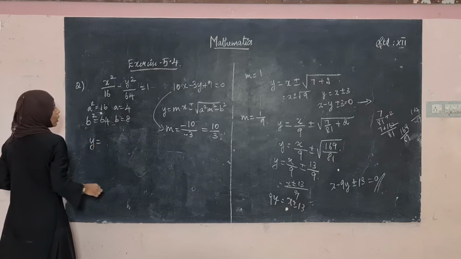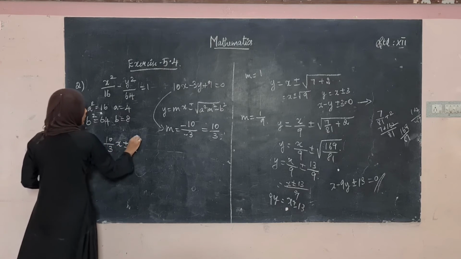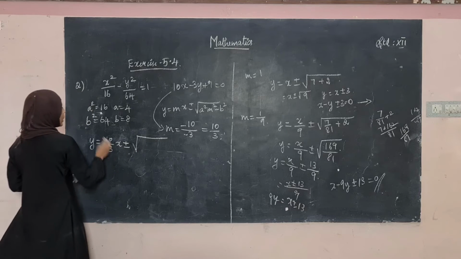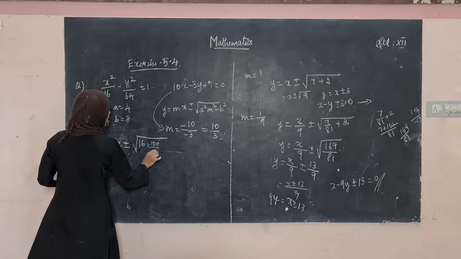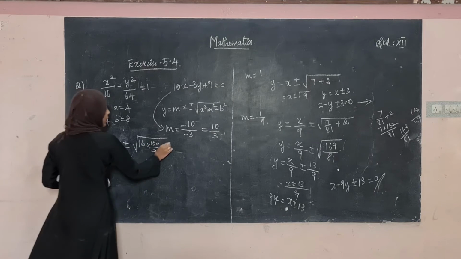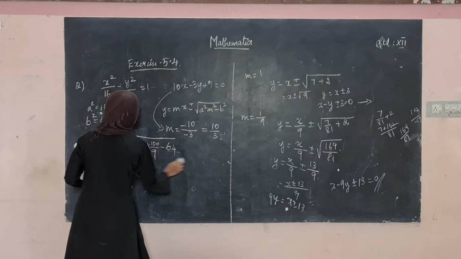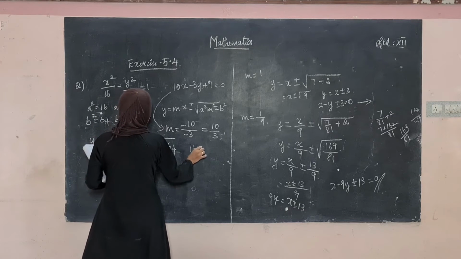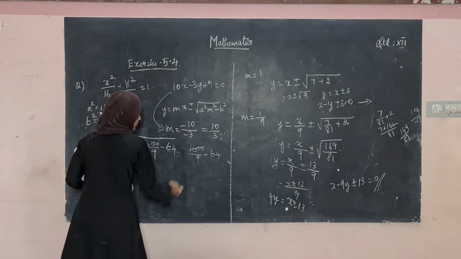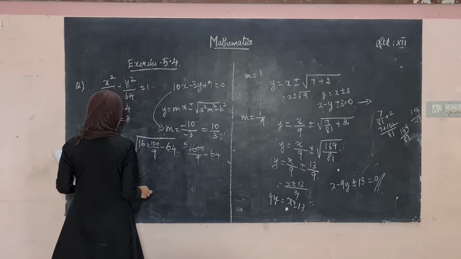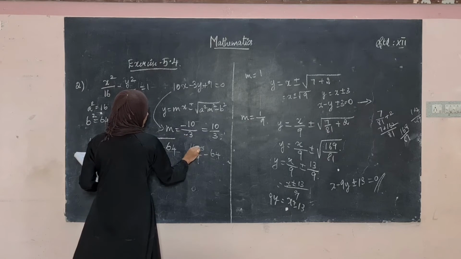Y is equal to, what is m? 10 divided by 3 into x plus or minus square root of, what is a square? It is 16 into m square is 100 divided by 9 minus, what is b square? It is 64. Okay, now let us solve this alone. So 1600 divided by 9 minus 64. Okay. So we can't cancel this, right? Yes, we can't cancel this. So we can keep as it is.